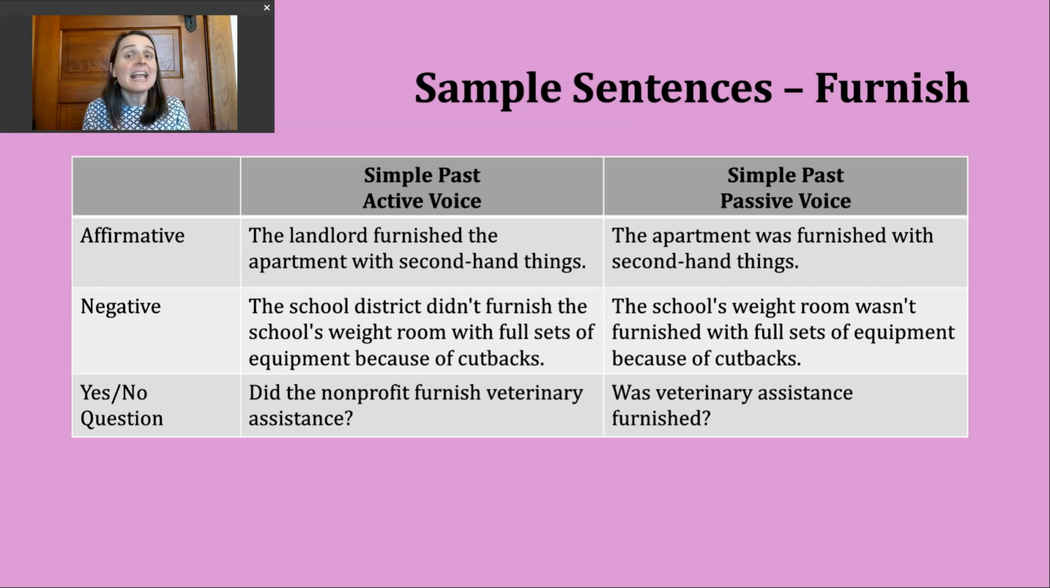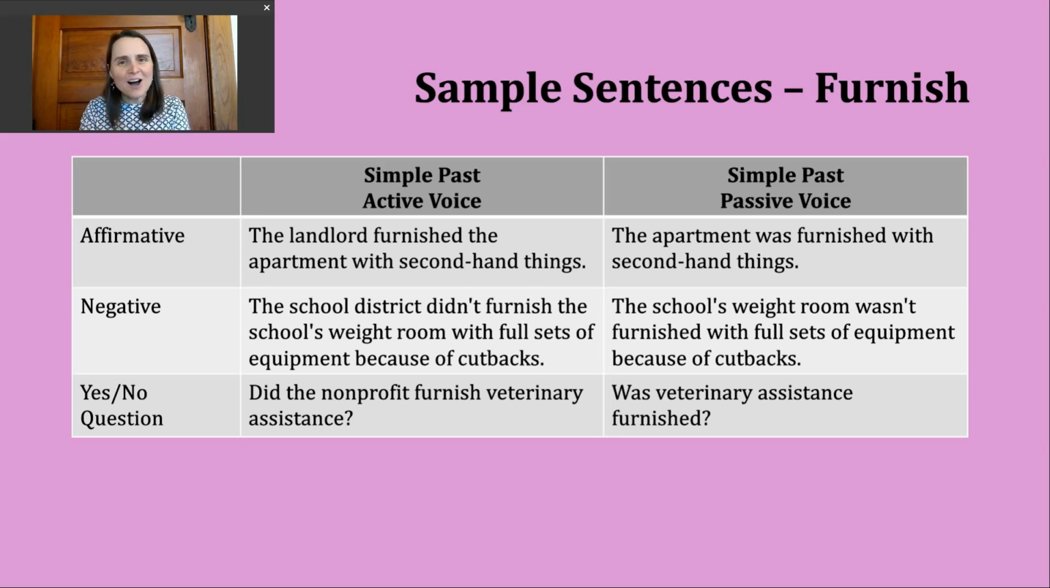So in the active voice, I'm only using the ed form of my verb in the affirmative. In the passive voice, I start with was or were, depending on the object that comes next, and then you're going to see the participle form of the verb. Here are my last two examples. Was veterinarian assistance furnished? This might go back to provided, our fourth definition there. Or in the active voice, did the nonprofit furnish veterinary assistance? Did they provide it? Okay.